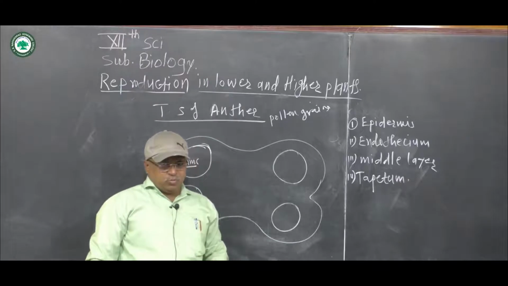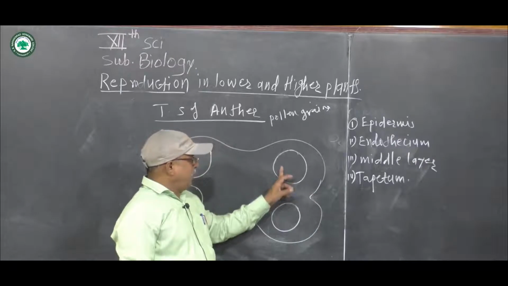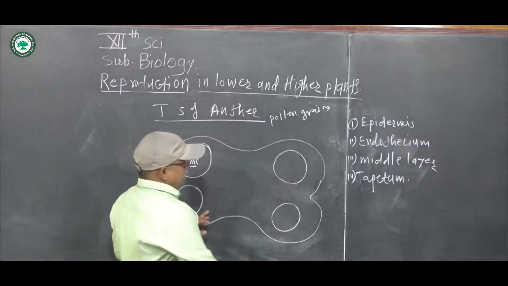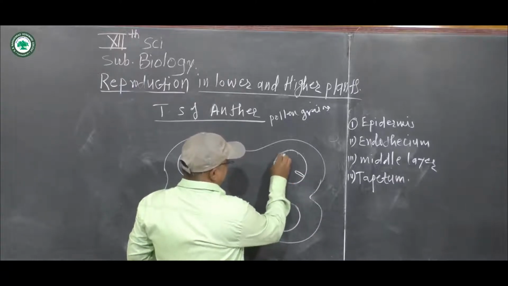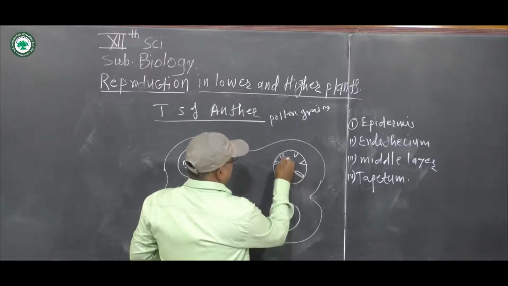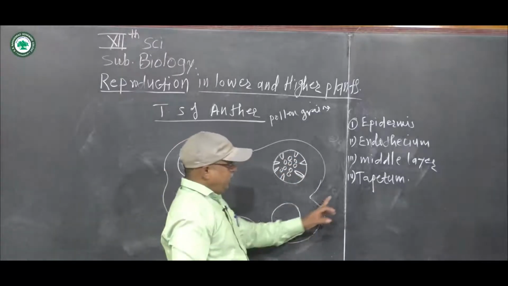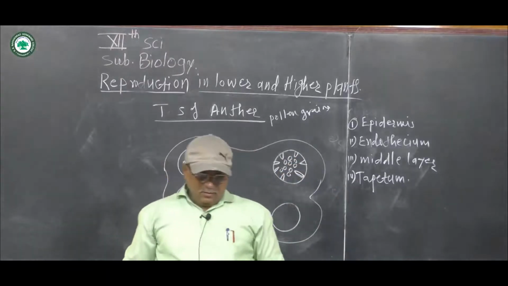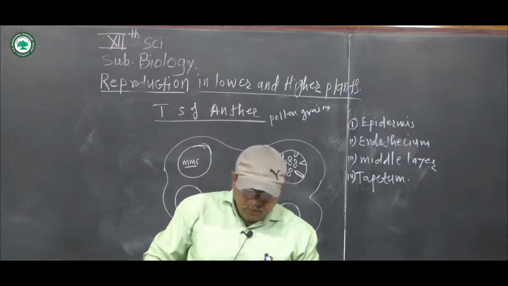Tapetum is a nutritive tissue. It supplies the nutrition to the developing microspores. Like this, tapetum is present and they are nutritive in function, supplying nourishment to the developing sporogenous tissue or developing pollen grain. That is about the structure of the TS of the anther.